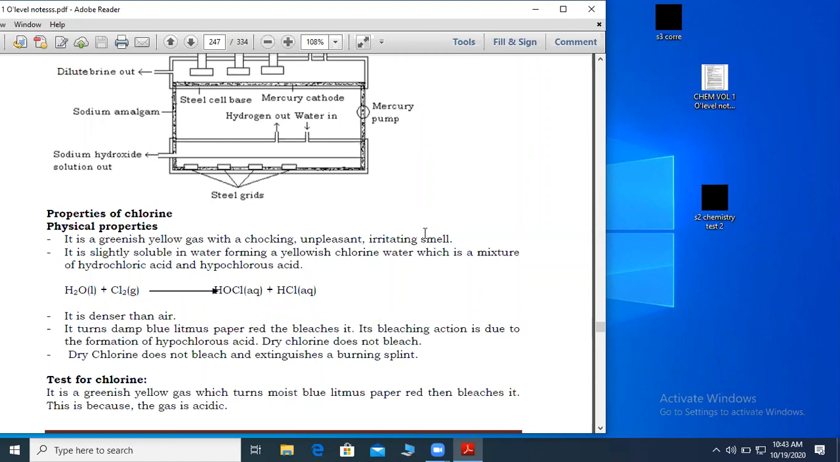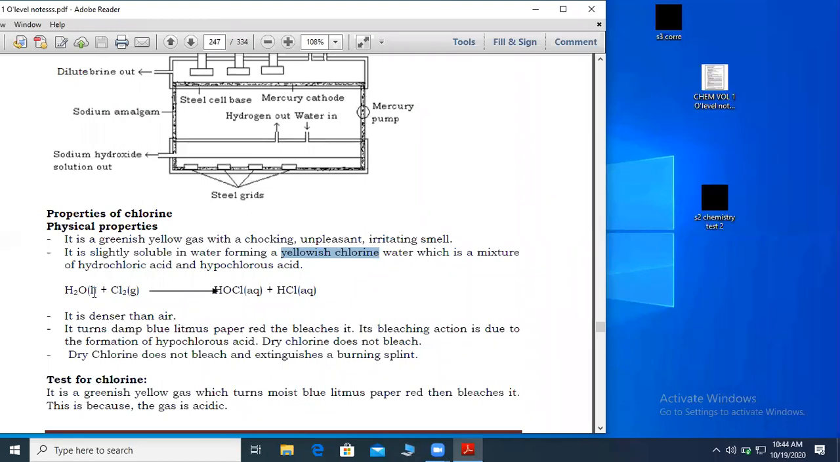And chlorine is usually added to kill germs. So if you are not careful, it may end up killing you yourself. You may end up being a germ. So it has an unpleasant smell. It is slightly soluble in water. So when chlorine gas is dissolved in water, the solution changes to yellowish. It forms a yellowish solution, and a yellowish solution is chlorine water.